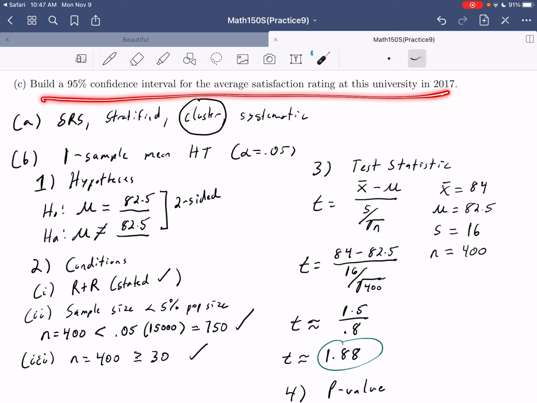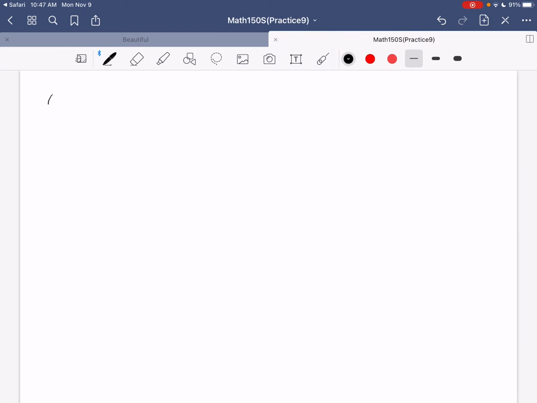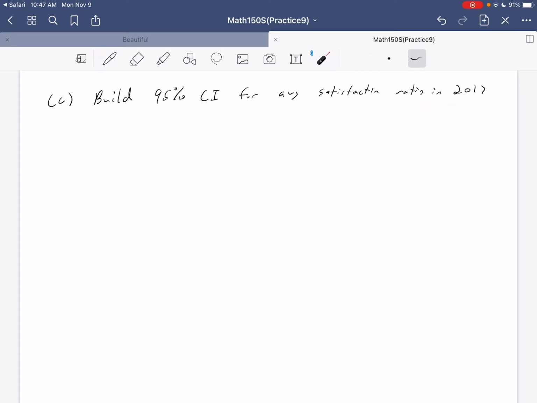Finally, let's go ahead and wrap this up with part C, which is we're going to build a confidence interval for this. So for part C here, we'd like to build a 95% CI for average satisfaction rating in 2017. So we know we're going to be using our data since that was collected in 2017. So notice that this is a 95% confidence interval for the average rating. So not an average difference, which might mean it's a two sample mean or a matched pair. It's just an average of something. So this is going to be a one sample mean confidence interval.